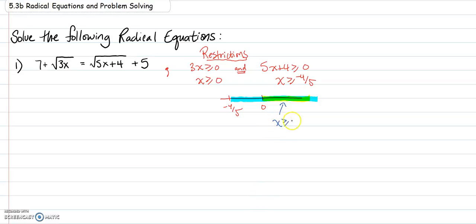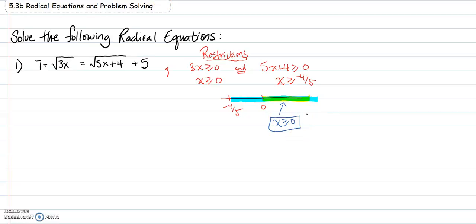So x greater than or equal to negative 4 over 5, or sorry, I should be saying 0, is the restriction on the variable for this equation. So that is the overriding restriction.